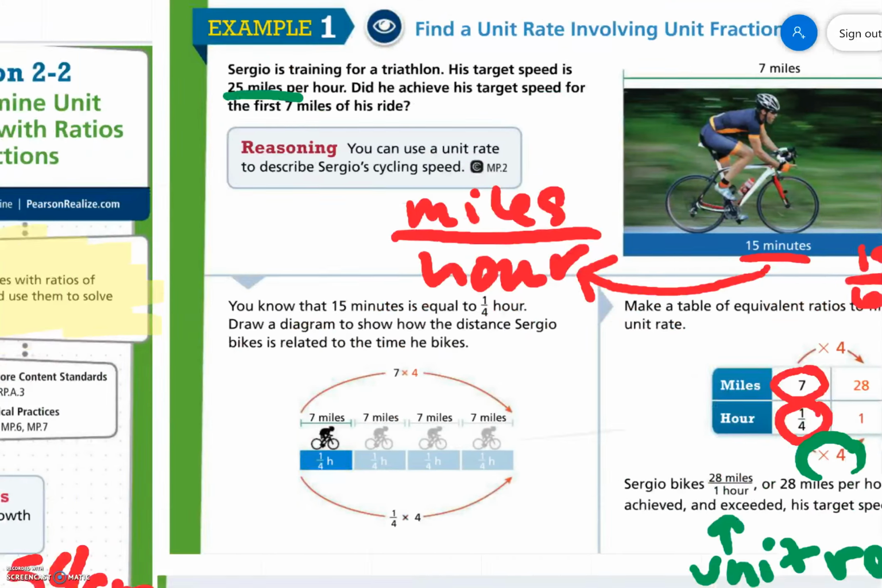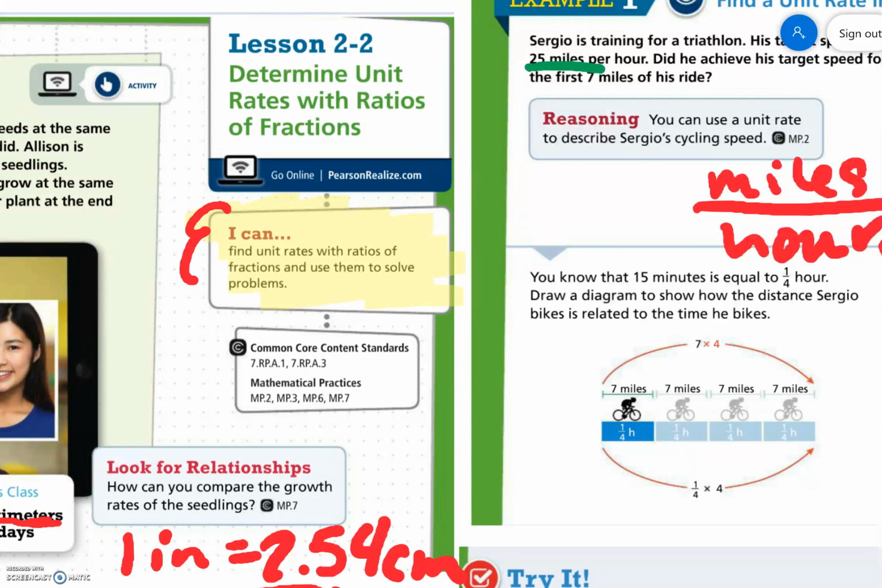Okay, 7th grade, let's say it. I can find unit rates with ratios of fractions and use them to solve problems.